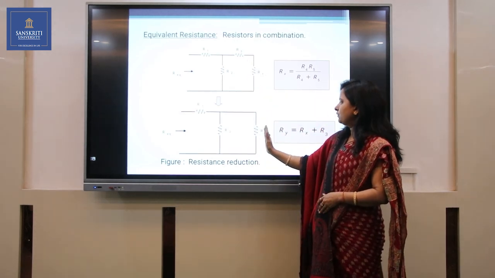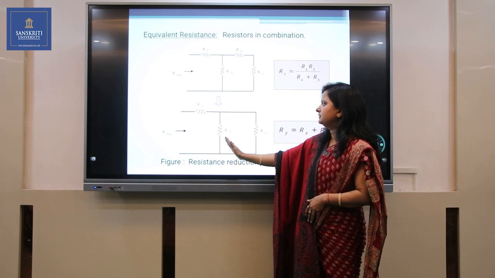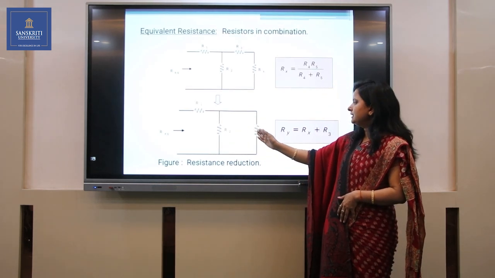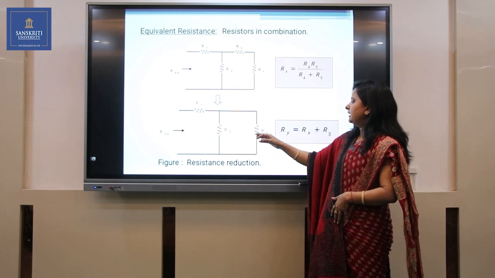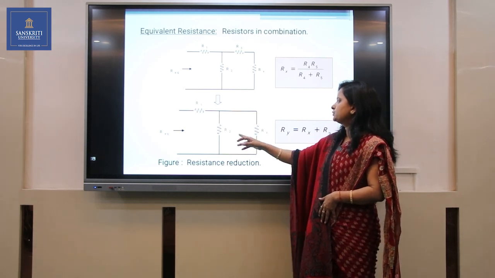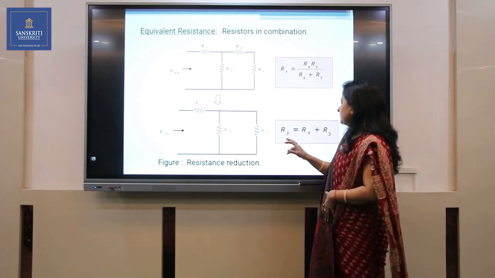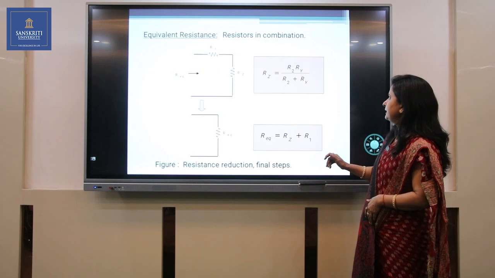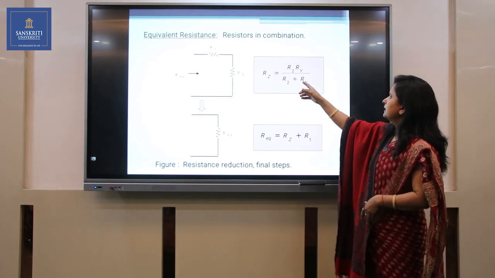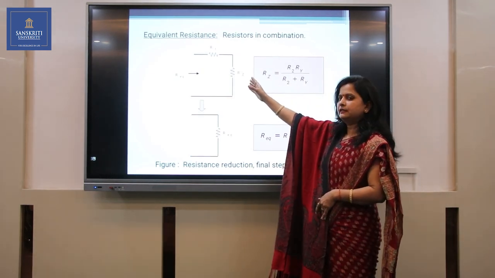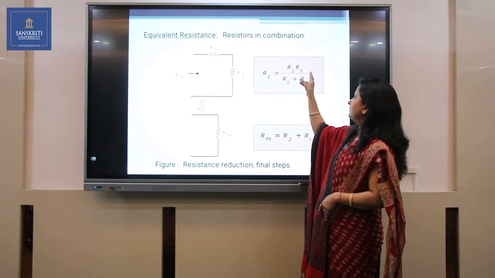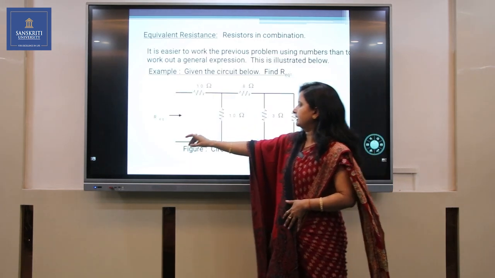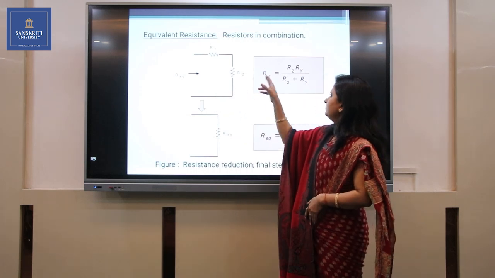Now Ry is connected in parallel with R2. So we can easily calculate the equivalent resistance of these two, like R2 into Ry upon R2 plus Ry, right? So the equivalent resistance will be like this. Let us consider it as Rz. So what is Rz? R2 Ry upon R2 plus Ry.